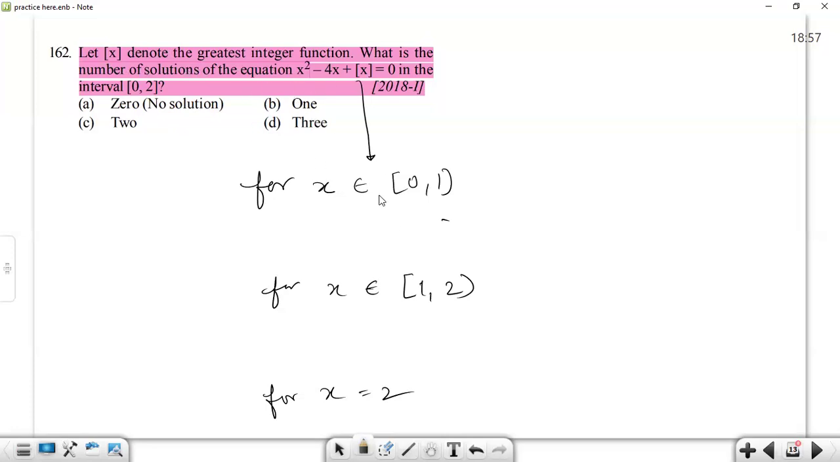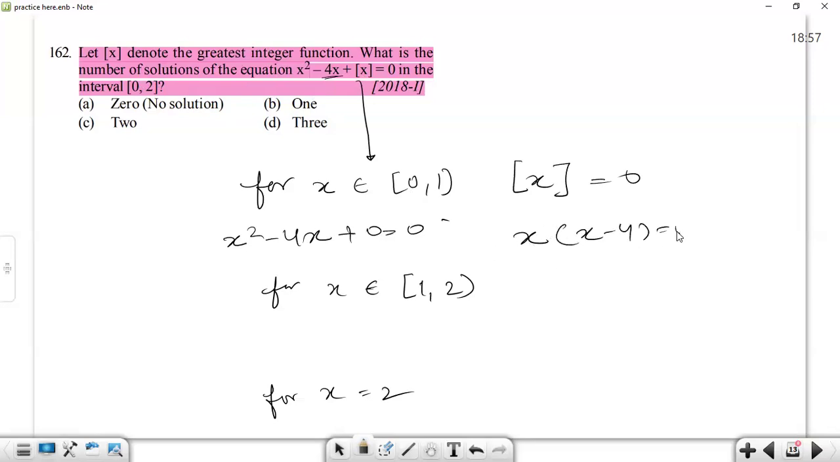Anyways, let's discuss x lying in this period. For this particular period, the greatest integer of x is 0. So x square minus 4x plus 0 is equal to 0. Taking x common, x into x minus 4 is equal to 0. So x can be 0 or x can be 4. No, x cannot be 4 for the given interval. So x is 0. So one root is x equals 0.